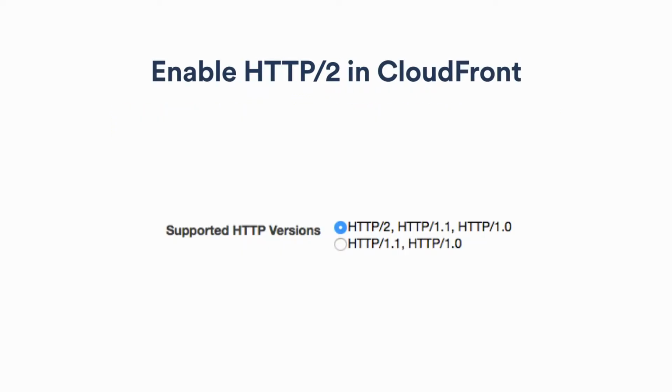In AWS CloudFront, enabling HTTP2 is as easy as toggling a switch in the web UI. And most of the other cloud providers have the same ability too, so it really gives you no excuse for not doing it.